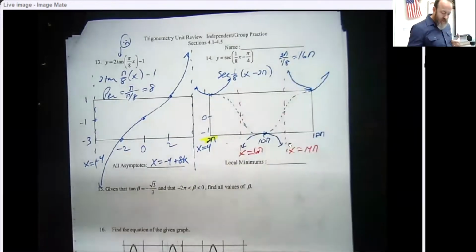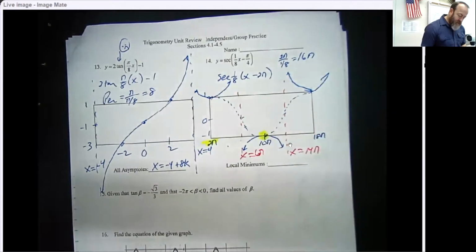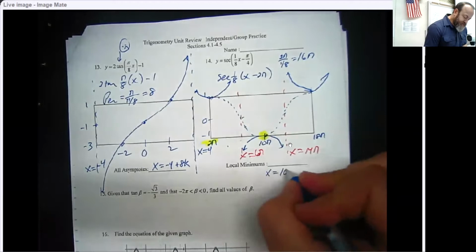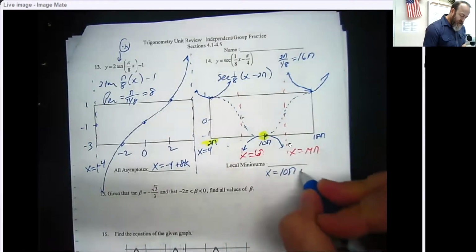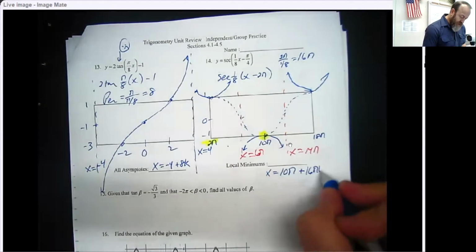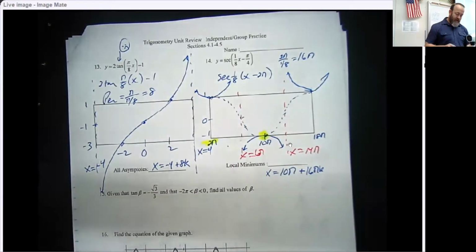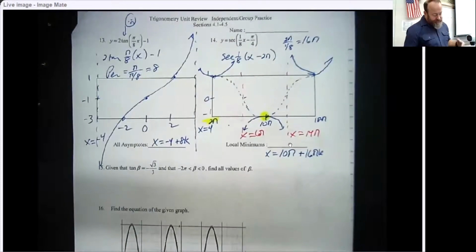Now, in terms of where those minimums are, I can see that there was a minimum that happened right here at 10 pi. So the minimum happened at 10 pi, but it also happened again if I moved over a period. So 16 pi k. So if I added a period to it, I would get another and another and another minimum.